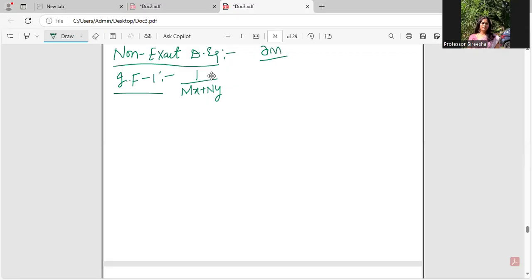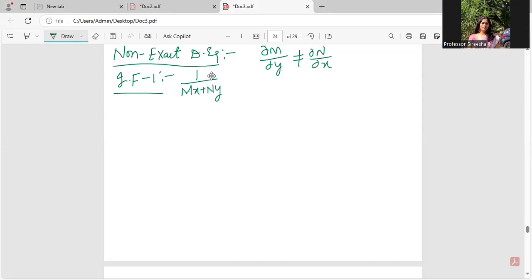When I have ∂M/∂y not equal to ∂N/∂x. See, if I have this, then I'll be calling it a non-exact differential equation. Then, if it's a non-exact differential equation, there are certain criteria which I can check. First criteria: is the function homogeneous?